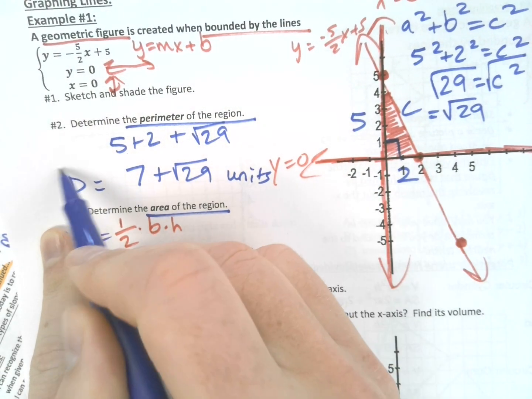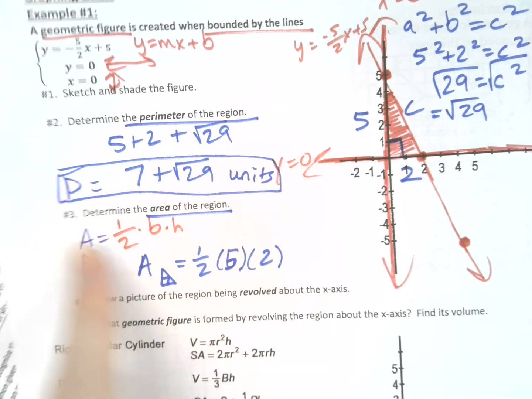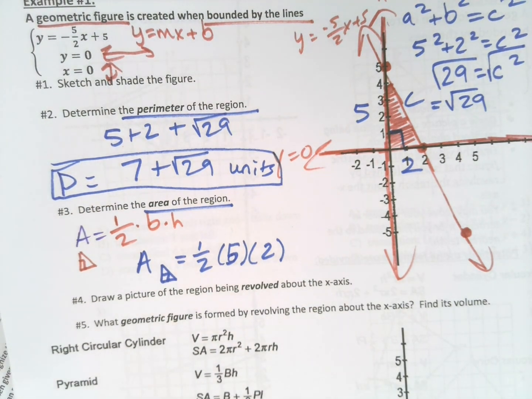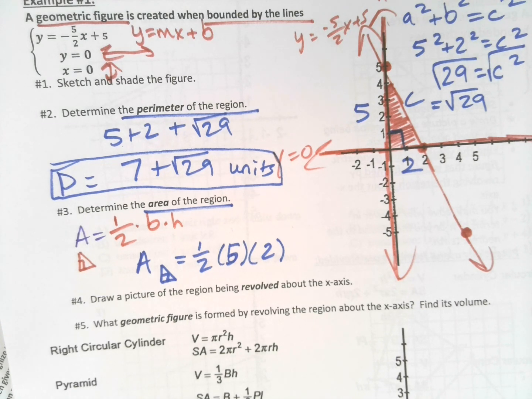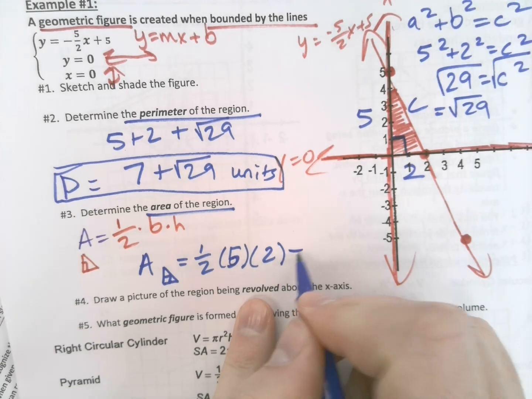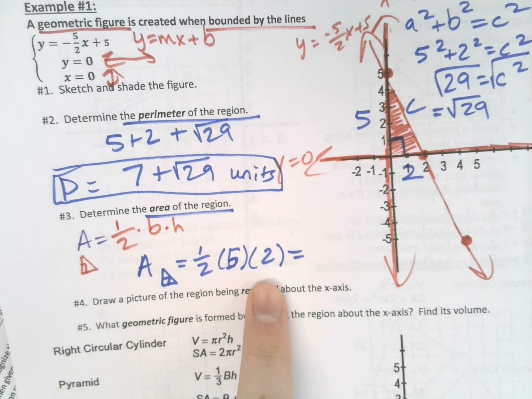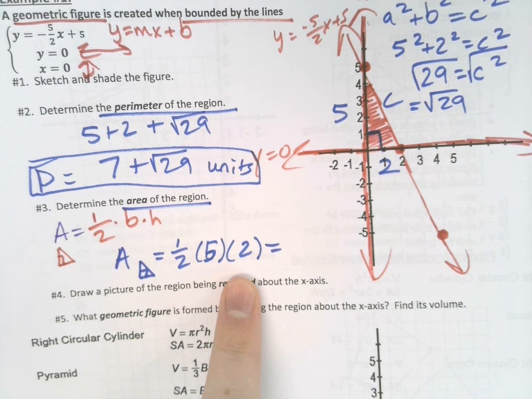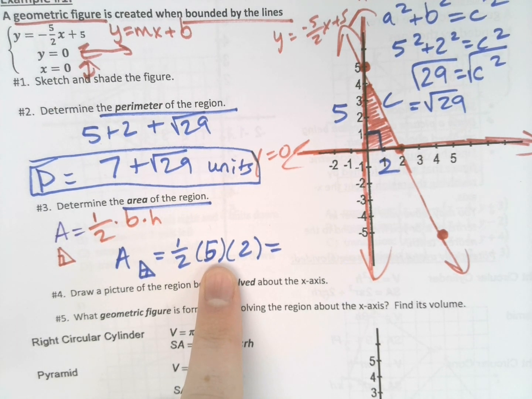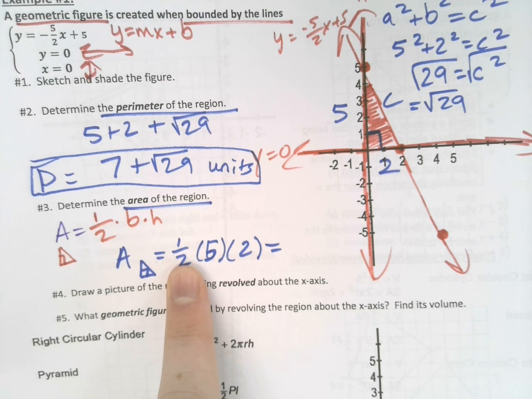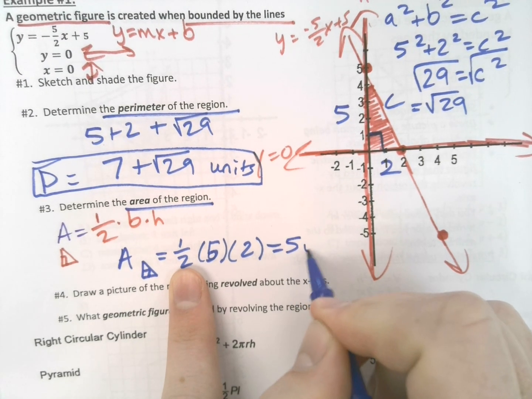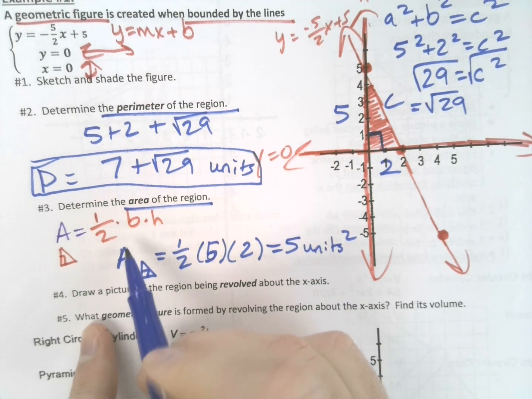And don't forget, they don't give us the actual units, so we have to represent it by units. And with area, it won't just be units. It'll be units squared. So, David, what'd you end up getting for our area? Well, what's 5 times 2? And what's 10 cut in half? 5. You just got it done. 5 units squared.